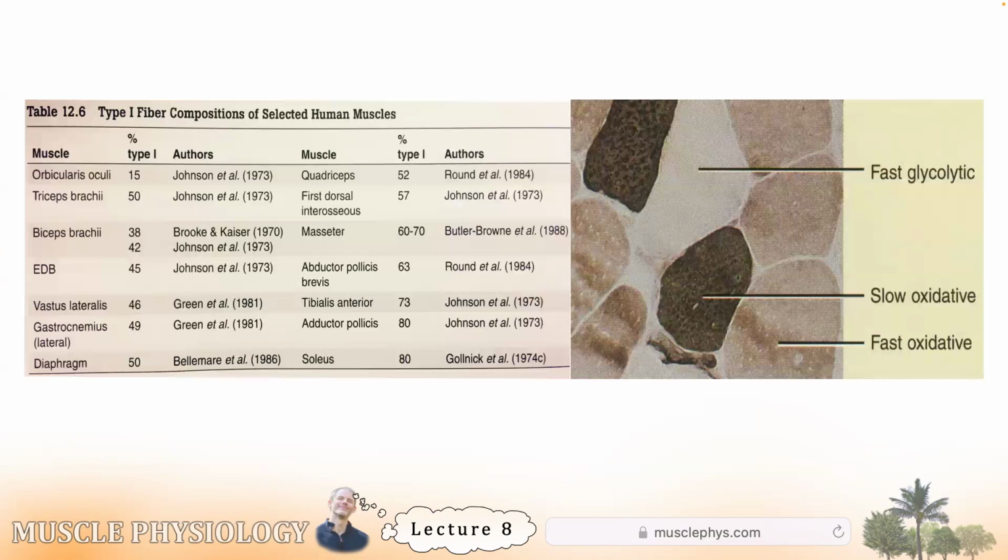So what percentage of fibers do we have? In the diagram to the right, you can see a type 1 fiber, the dark one, right? A type 2X, the paper white one. And there's a type 2A, that's the tan fiber. And the table to the left breaks down fiber type percentages in some muscles throughout the body. It's just type 1s compared to type 2s.